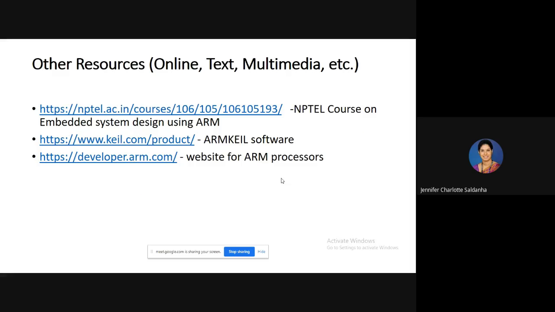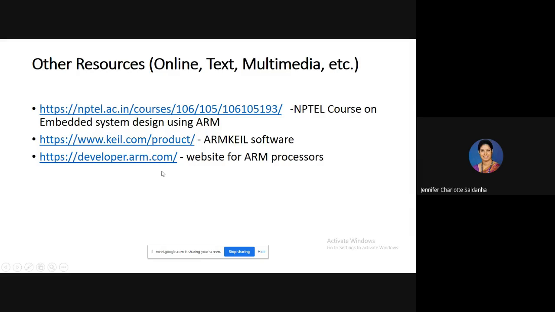So other than this, you can refer to some online resources. Okay, the first link is for the NPTEL course on embedded system design using ARM. And then you have the website of Keil, where you can find different software. Till date, what are the software available from Keil? And the software used for the current lab can also be downloaded from this particular website. But I will also be sharing it. You can directly take the link from the Canvas.